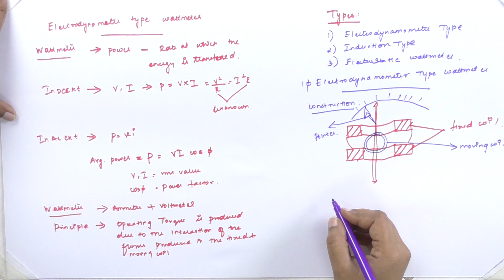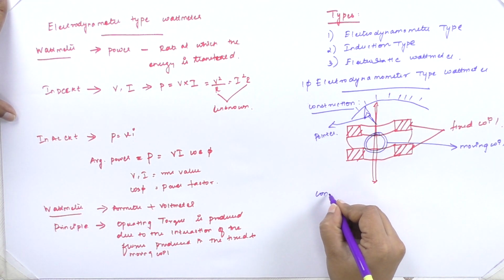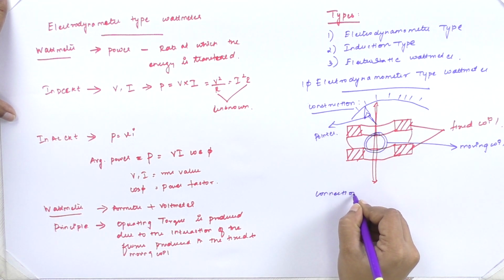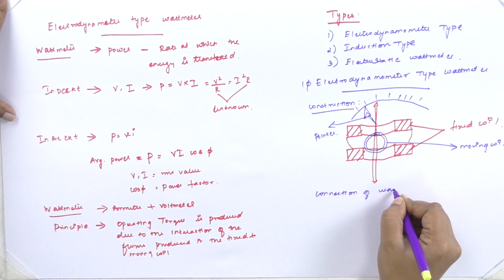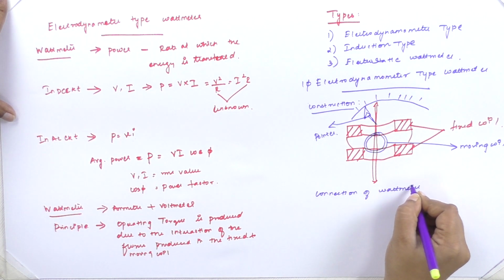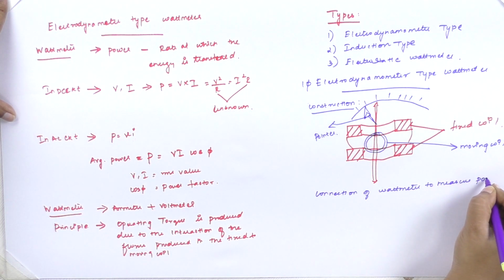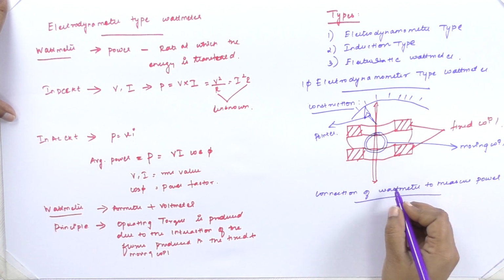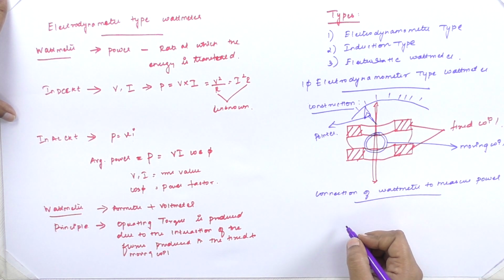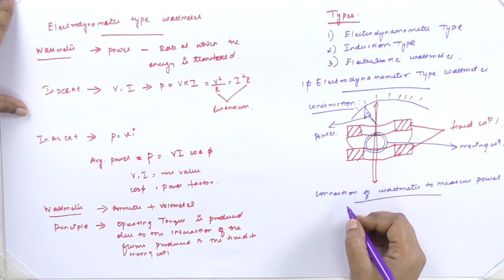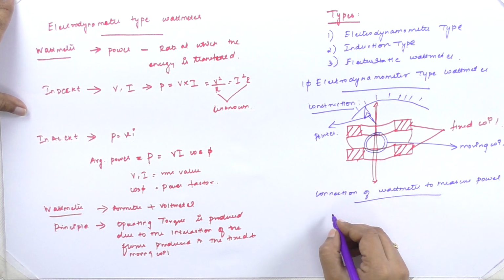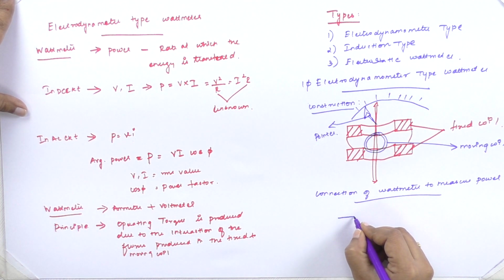Let us see the connection of the wattmeter to measure power. How can we connect a wattmeter in order to measure power? Let us draw the equivalent circuit.